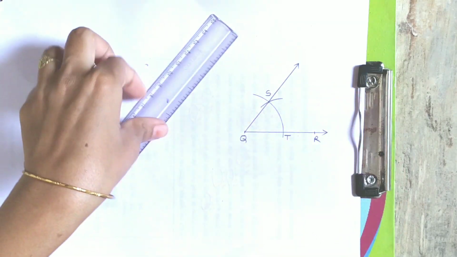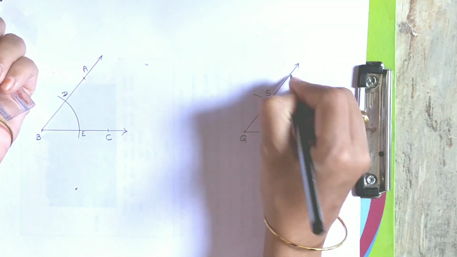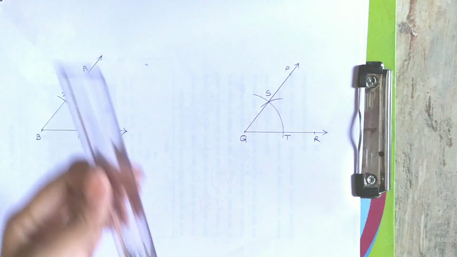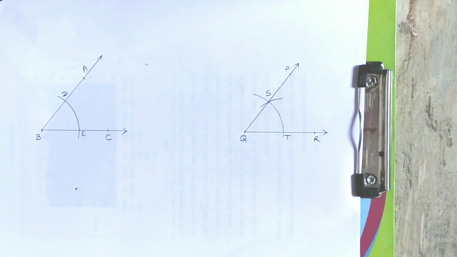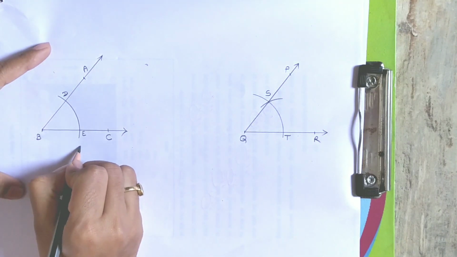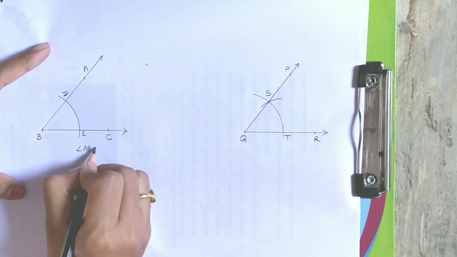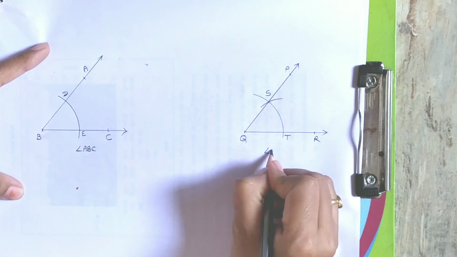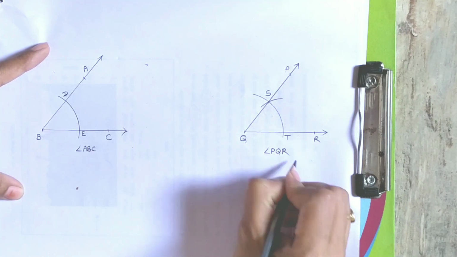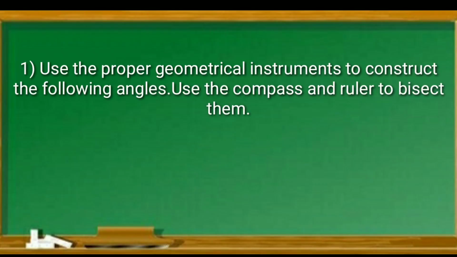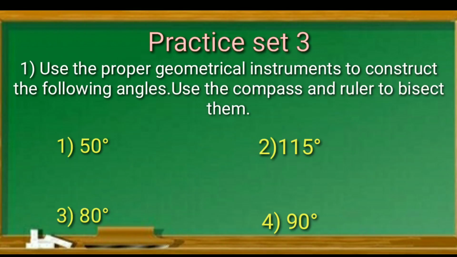Take any point P on ray QS. Then using a protractor, verify that the angle PQR so formed is of the same measure as angle ABC. Both angles are equal in measure. Now you try to solve the examples in this practice set 3.